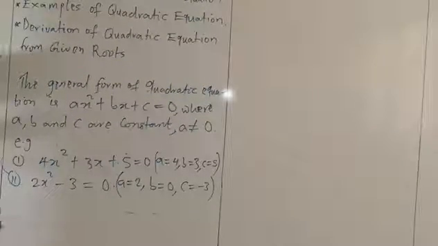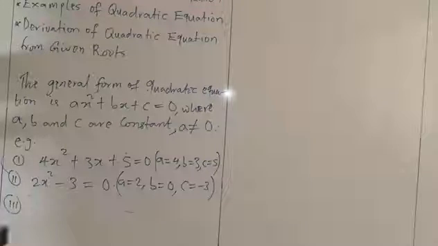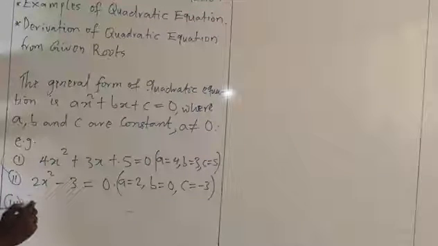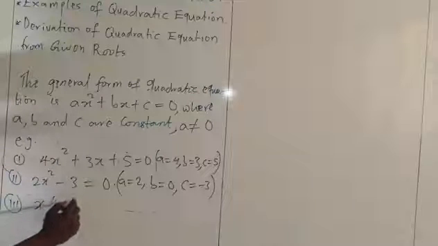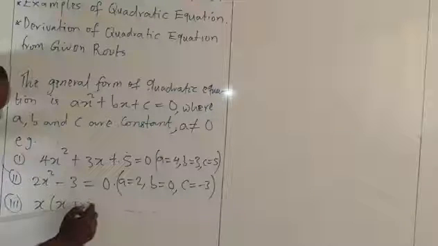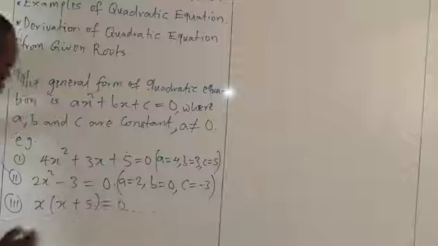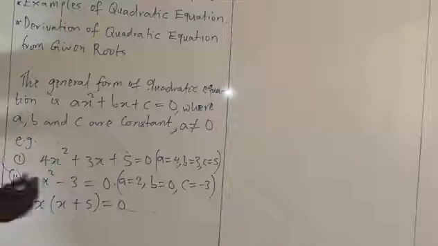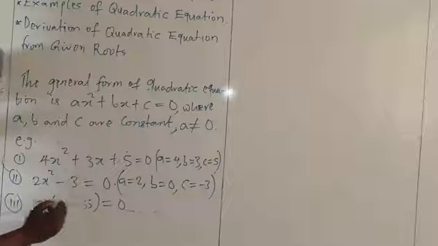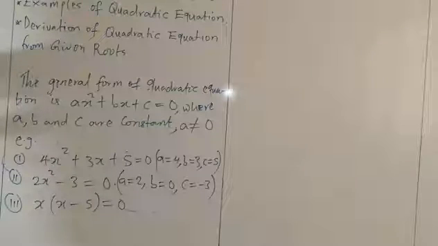Then we still have another one, number 3. Let's say x into x plus 5 equals 0. This is another form of quadratic equation. Or we say x into x minus 5. So this is another form of quadratic equation.